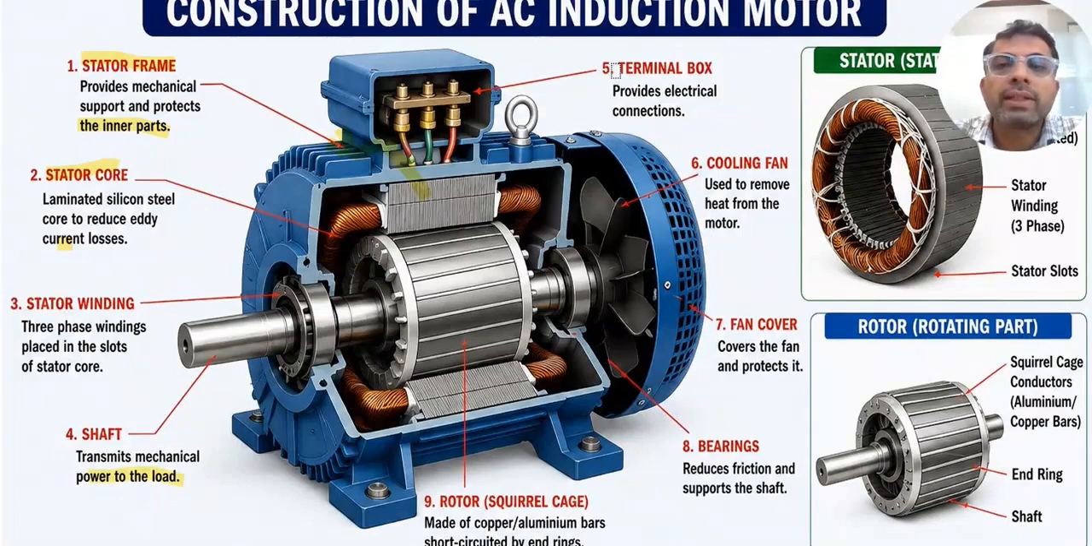Now this is the terminal box. It provides electric connections. Then this is the cooling fan, used to remove the heat from the motor. You might have seen this motor at home, right? Now this is the fan cover. It covers the fan and protects it. Bearing reduces the friction and supports the shaft. And this is the main component, that is the rotor. It is made up of copper or aluminum bars short circuited by the end rings. So these components are present inside the motor.